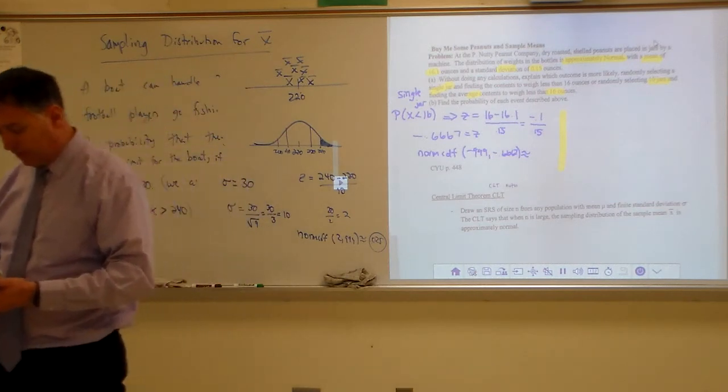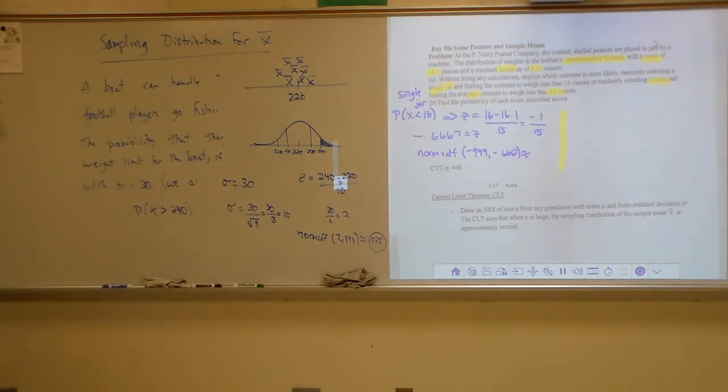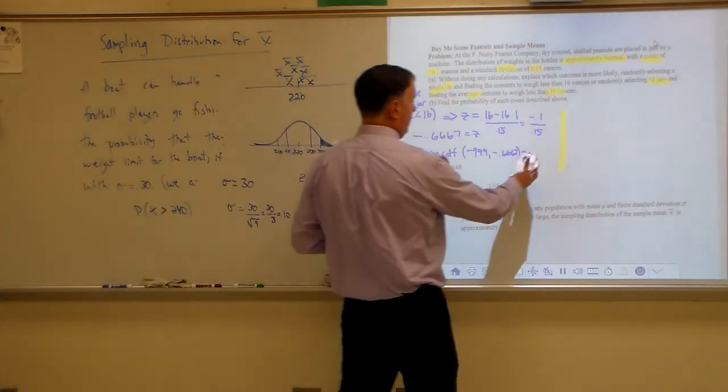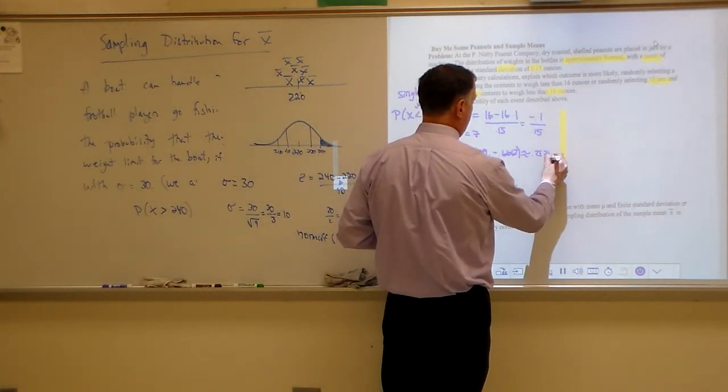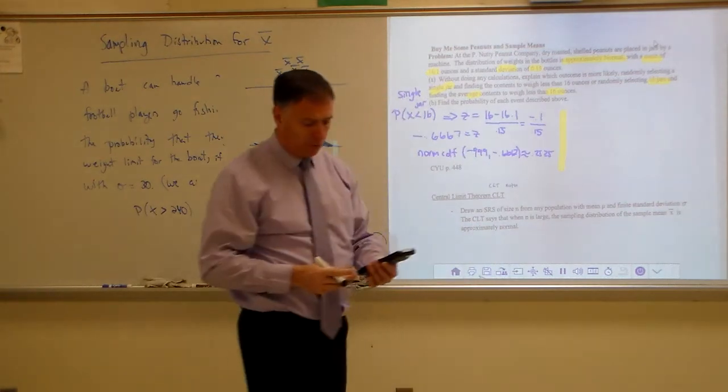Second vars for distr, my distributions, negative 999 to... I put a subtraction sign. That's a big mistake. That's not going to work. But when I do that, I get a probability of about 25% of the time. 0.2525. Okay? 0.2525. All right, now let's do the next one.